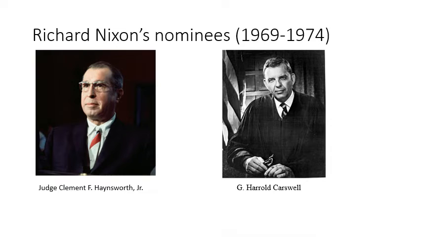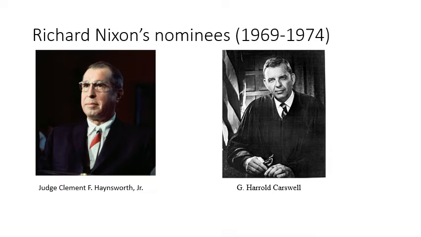Richard Nixon is another president who had trouble getting his nominees, 2 of them. The problem he ran into is he had promised when he was running for president to put a Southerner on the Supreme Court. I guess there hadn't been one at that time, or in a while. But he wanted to court some Southern votes. And he first nominated this guy, Clement Haynsworth.